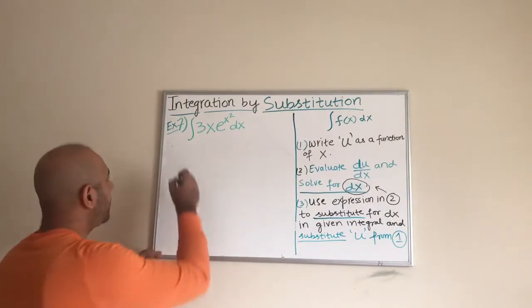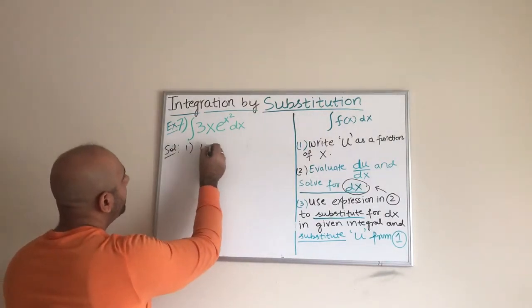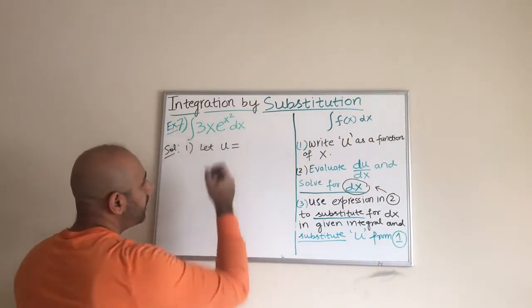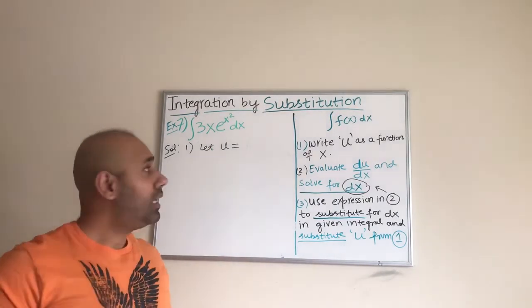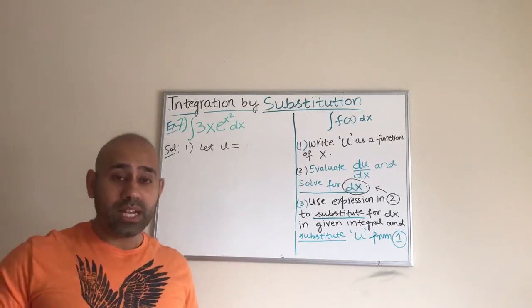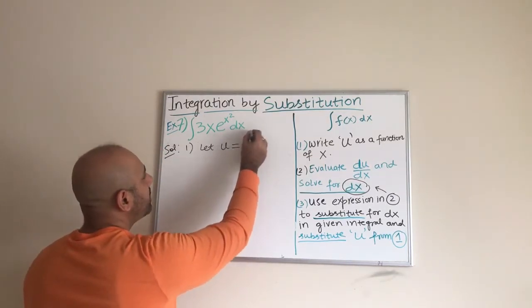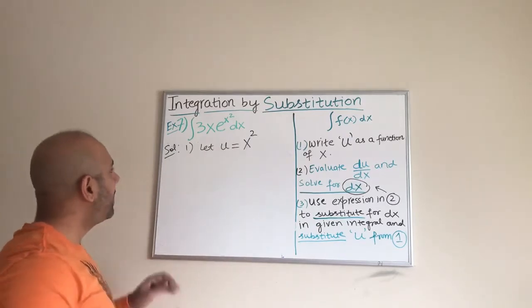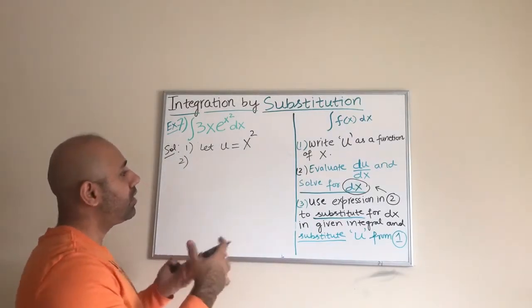Starting with the first step, we write let u equal to, and we have to figure out which function we want to use. Again, keep in mind, we usually want to use the one which has an exponent with it. So here obviously the choice would be x squared. Once we do that, step number 2 is simply evaluating the derivative and then solving for just the dx.